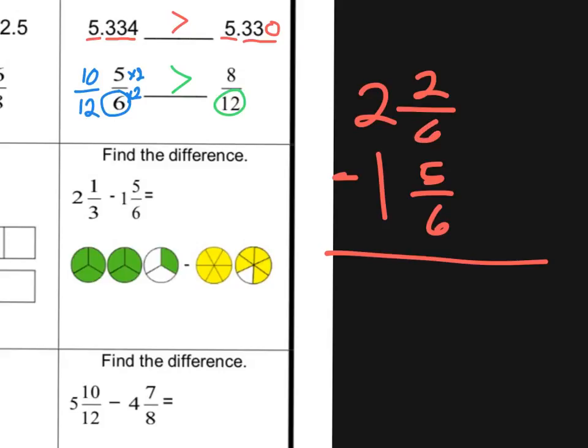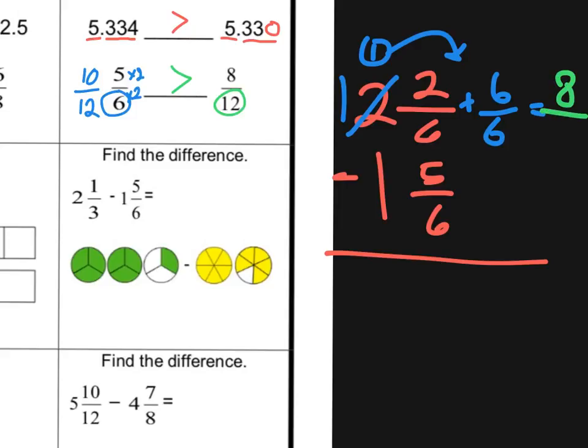I can't take 2 away from 5. So I go to the 2, borrow the 1 from it. The 1 is going to be converted into 6 out of 6, because 6 out of 6 makes 1 whole. Then it becomes 8/6, because 2 plus 6 makes 8. And that's an improper fraction. Now 8/6 minus 5/6 is 3/6.